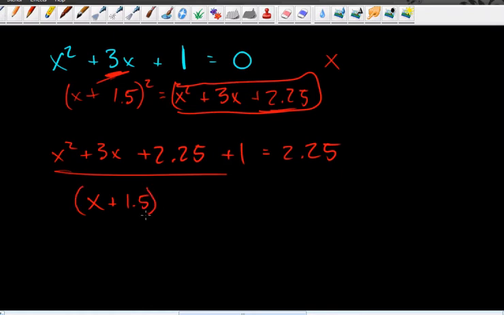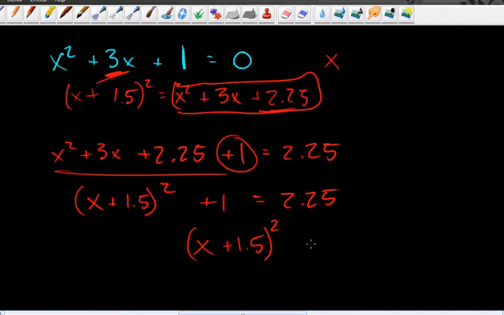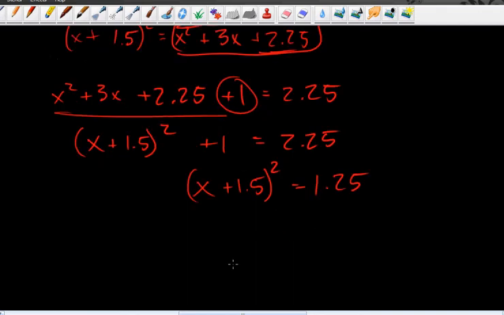From here, I have a perfect square trinomial to begin with. So I can have x plus 1.5 squared. Then I have this plus 1 left over, so plus 1 equals 2.25. So subtracting 1 and taking the square root, I'd have x plus 1.5. Actually, I'll just subtract 1 at first. Equals 1.25.